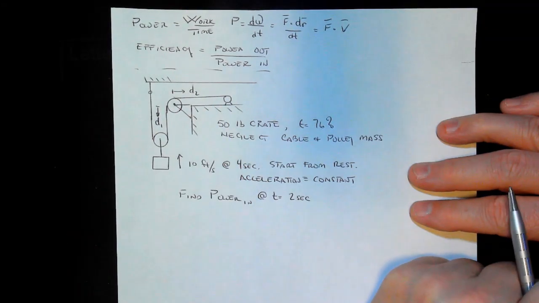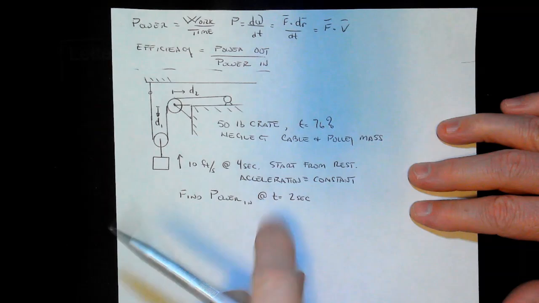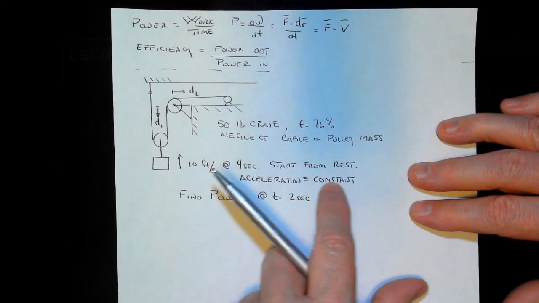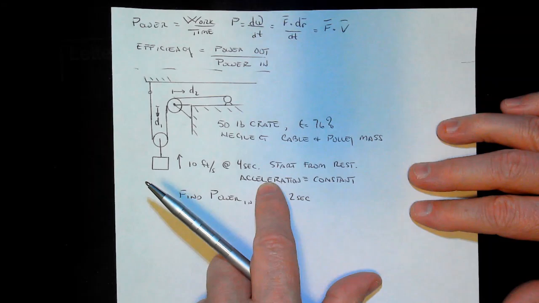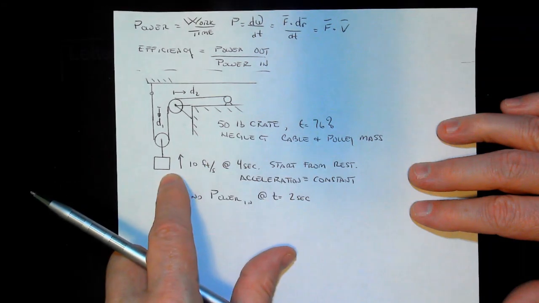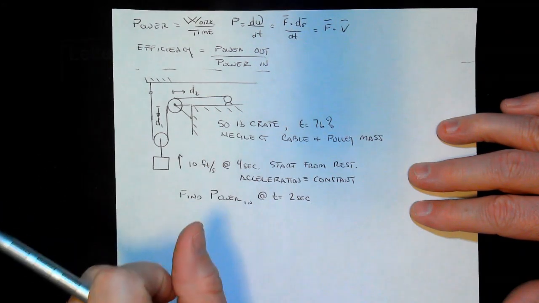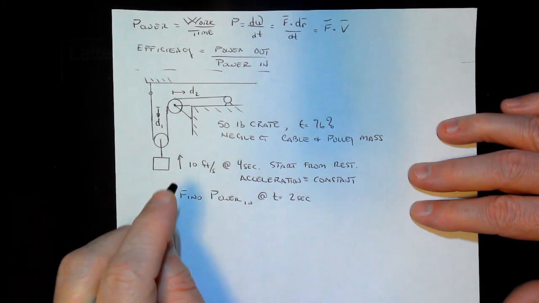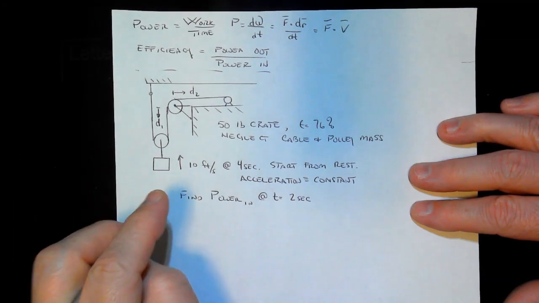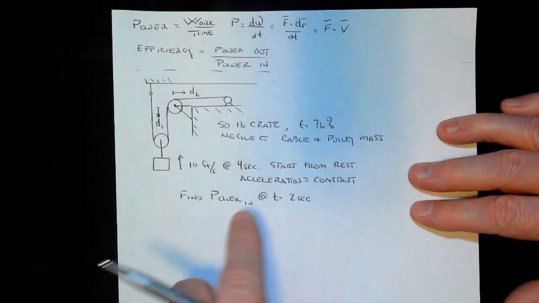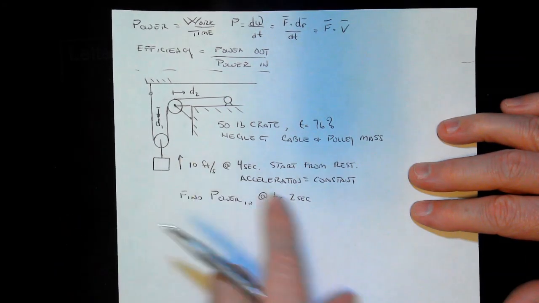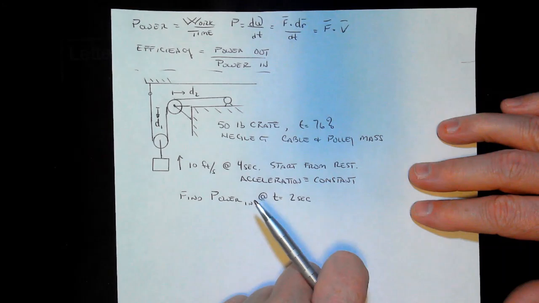And so we're going to be told this is going to start from rest. And when it gets to 4 seconds, it'll have gone through constant acceleration. But at 4 seconds, the velocity going up is 10 feet per second. So that's what's happening at 4 seconds. But somebody says, well, that's nice, but I'd like to know what's the power in, given all this information, at 2 seconds, a different time. Well, that's kind of inconvenient.